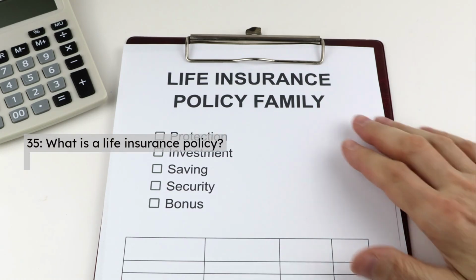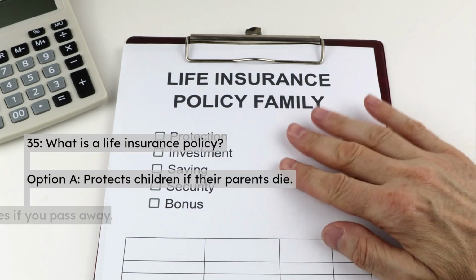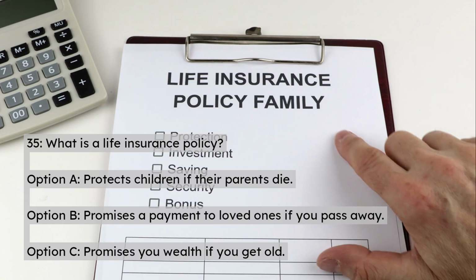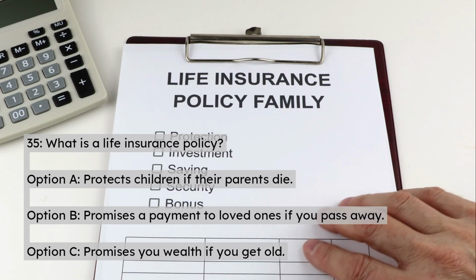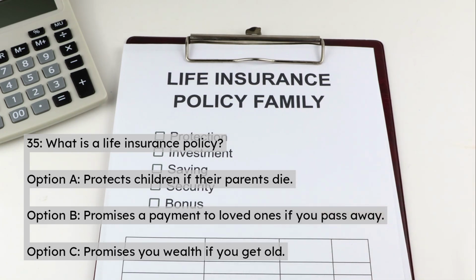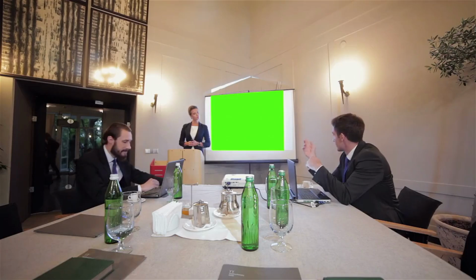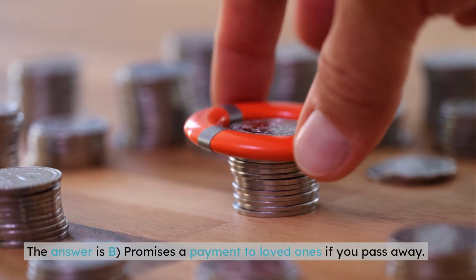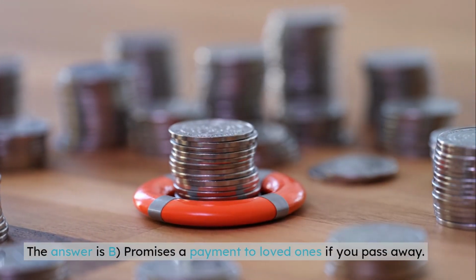35. What is a life insurance policy? Option A, protect children if their parents die. Option B, promises a payment to loved ones if you pass away. Option C, promises you wealth if you get old. The answer is B, promises a payment to loved ones if you pass away.